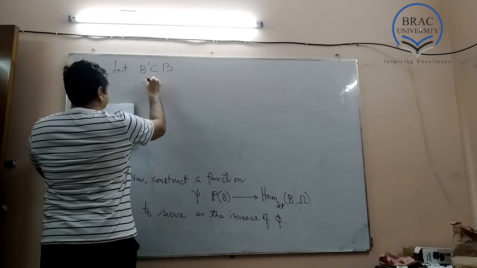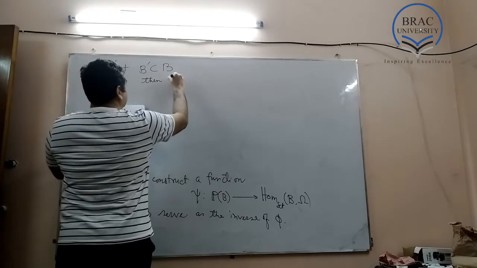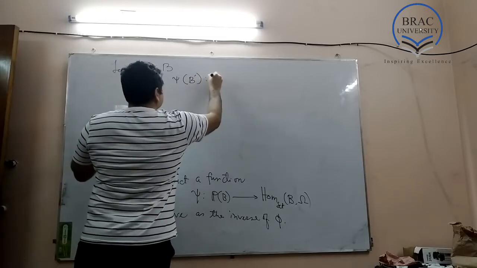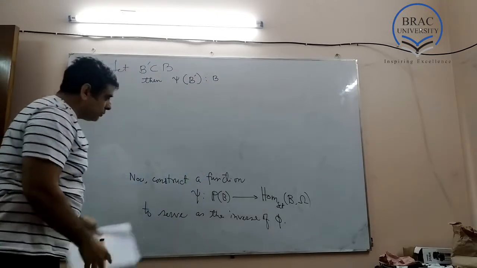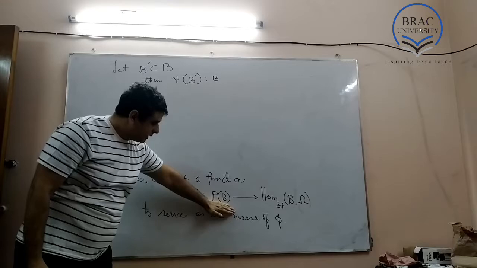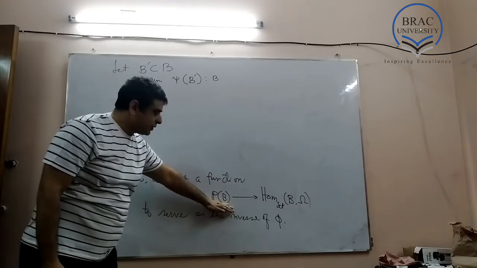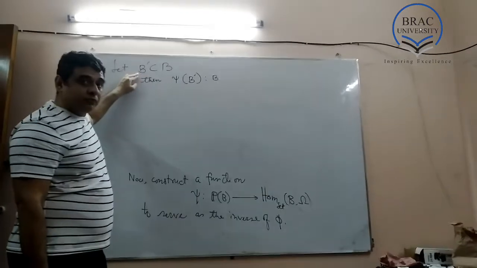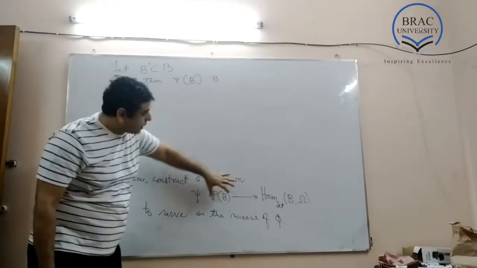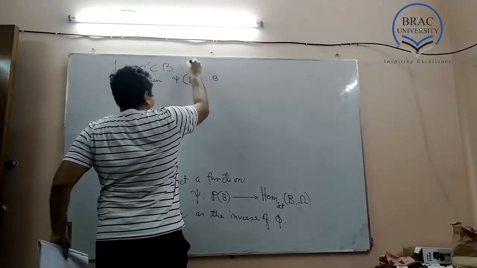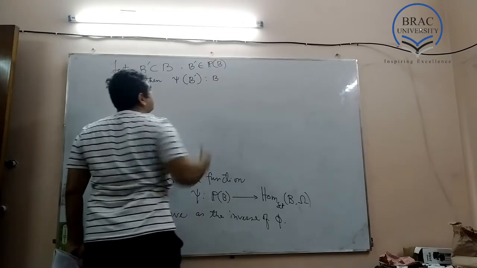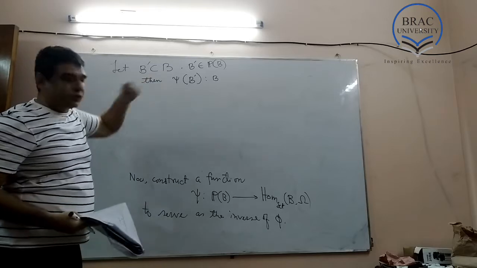Then psi of B prime is expected to be, this is a subset. So this is the collection of all the subsets of B. So we could take an element from there, which is B prime. Okay? B prime is an element of this power set. So observe that B prime is an element of this power set of B, since B prime is a subset of B.